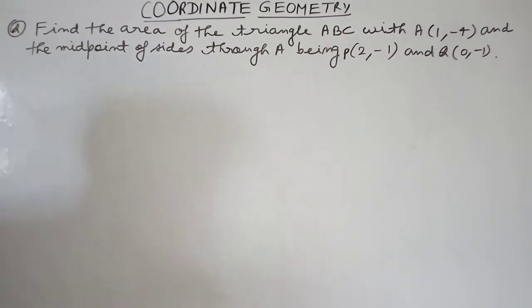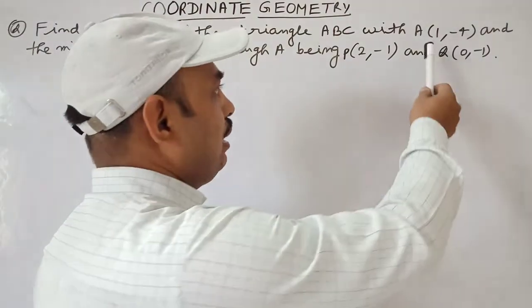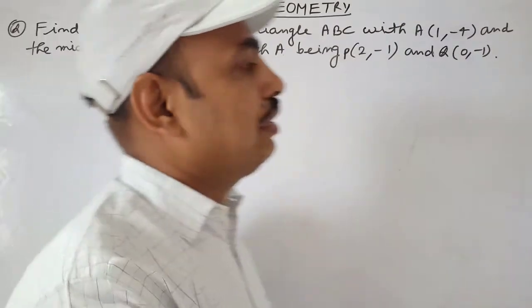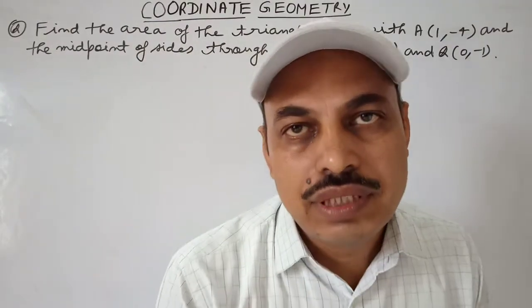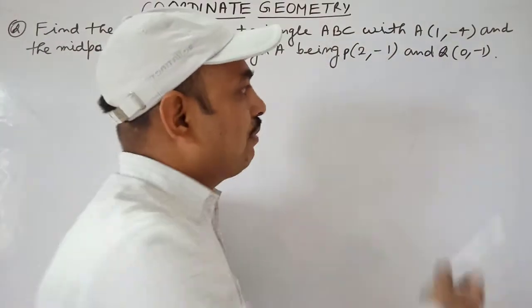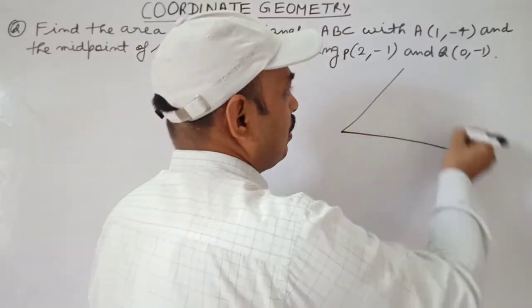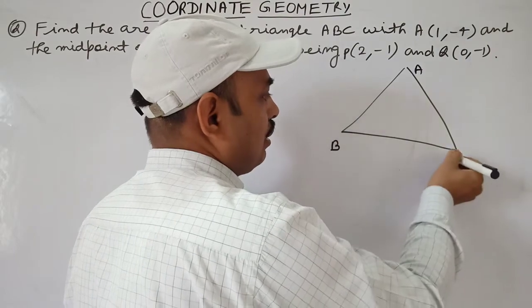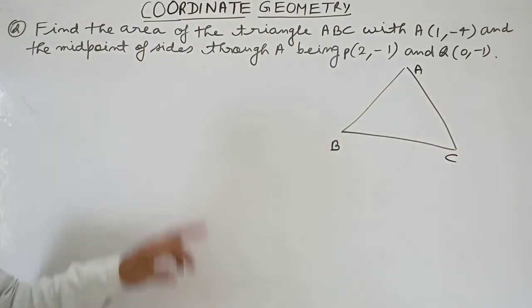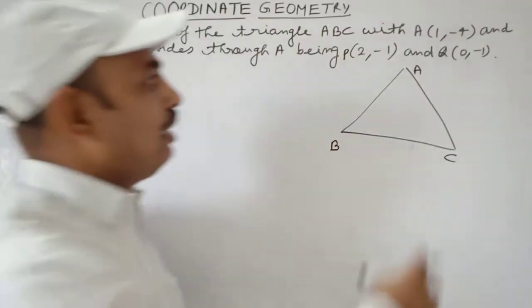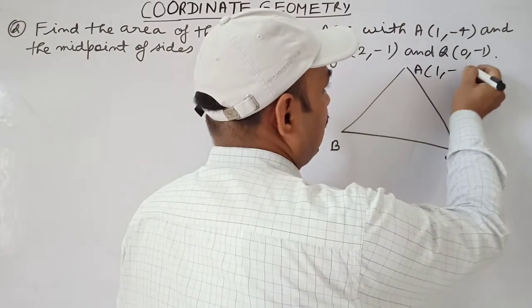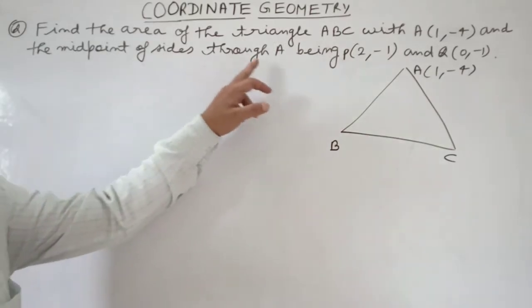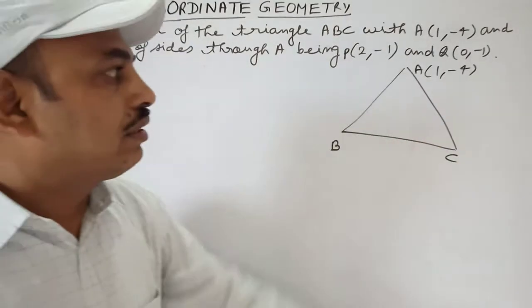Find the area of triangle ABC with A and the midpoint of sides through A being P and Q. In this question, we have triangle ABC, and A is (1, -4). And the midpoints of the sides through A are P and Q.